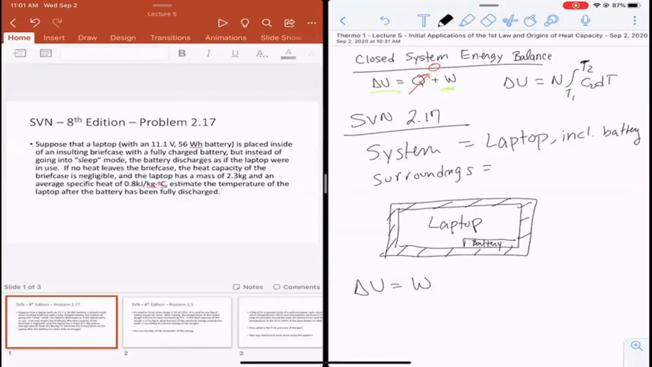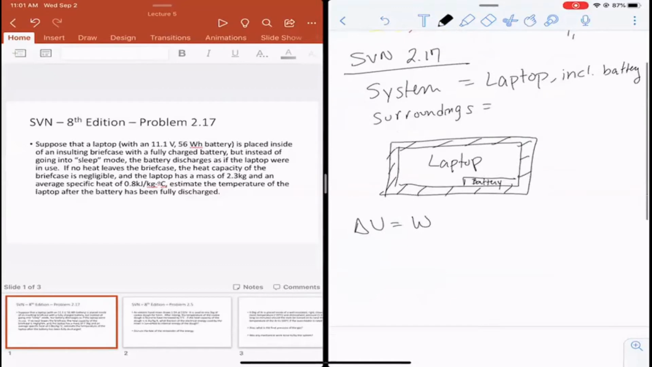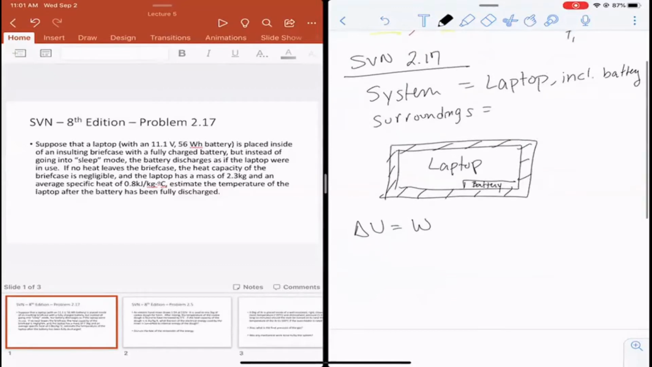We're given that in the problem. We're told that the battery has a voltage of 11.1 volts and 56 watt hours. If you remember, a watt is a joule per second, times hours. We'll end up correcting the units for that. So if you get the watt hour rating of a battery, that is a direct measure of the number of joules that are inside of that system.